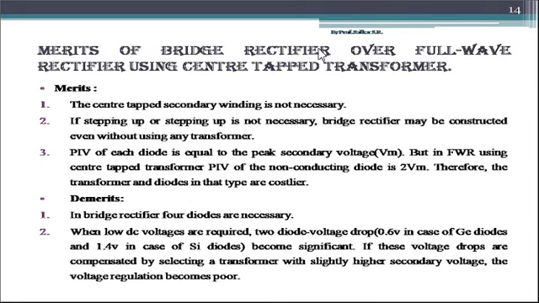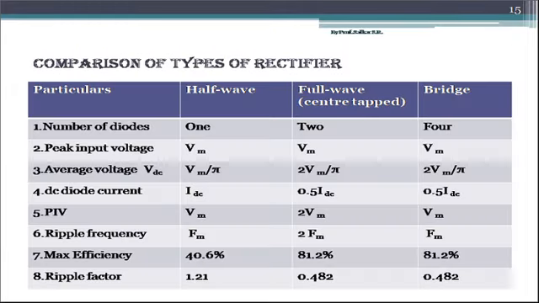So these are the merits and demerits of the full wave rectifier using center tap transformer and the bridge wave rectifier. So this is a comparison of the 3 types of rectifier. These are the common points or particulars, and here are the 3 types of rectifiers: half wave, center tapped full wave, and bridge rectifier. So these are the 8 comparison points.